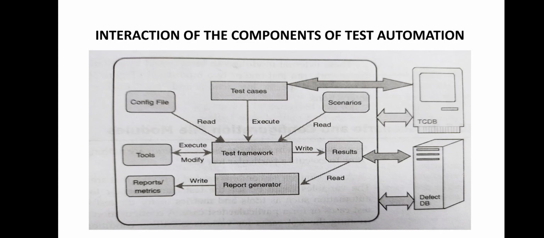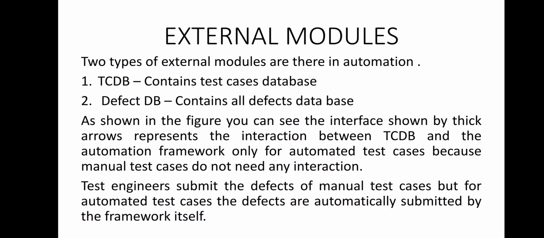So the first component is external module. Basically two types of external modules are there in automation. First is TCDB, you know better. You have studied about this in the last lectures. It is fully known as test case database. Second one is DefectDB, that is defect database.